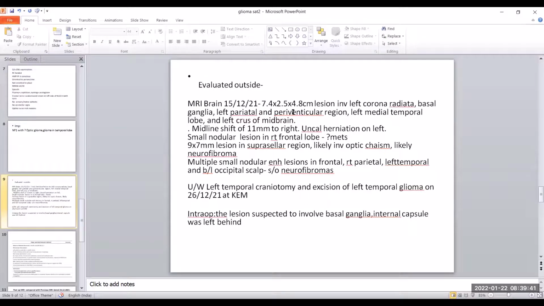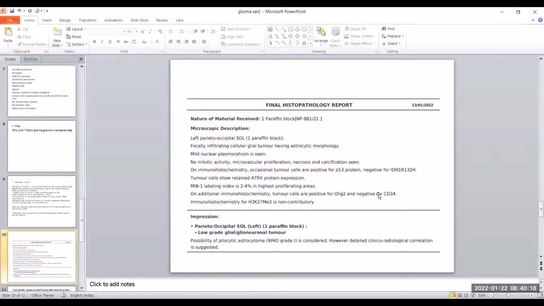There are small nodular lesions in the right frontal lobe. There is a 9 into 7 mm lesion in the suprasellar region, likely involving the optic chiasma, likely neurofibroma. There are multiple nodular enhancing lesions in the parietal, frontal, temporal, and occipital scalp, suggesting neurofibromas. She underwent left temporal craniotomy and excision of the left temporal glioma on 26 December at KM Hospital. Intra-op, the lesion suspected to involve the basal ganglia and internal capsule was left behind. The biopsy was reviewed at TMH.